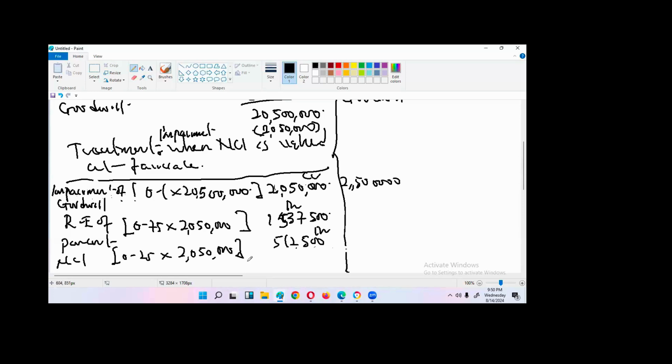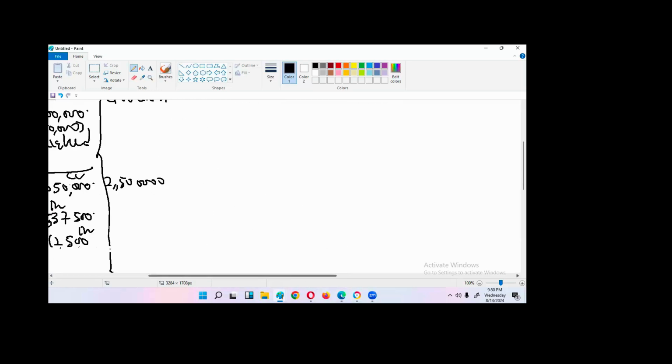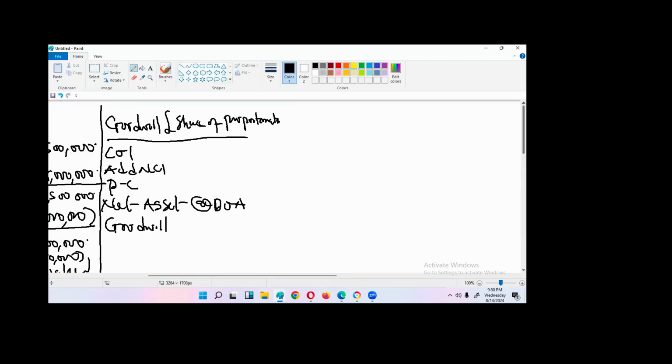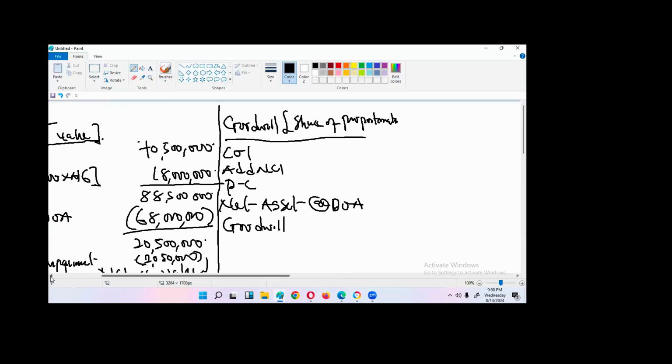But it will be a different ball game if it is share proportionate, because the goodwill belongs to the parent, and when there is impairment, you suffer it alone. So the cost of investment will still remain the same. Suffer alone. I said eat alone and suffer alone. Yes, definitely, sir.